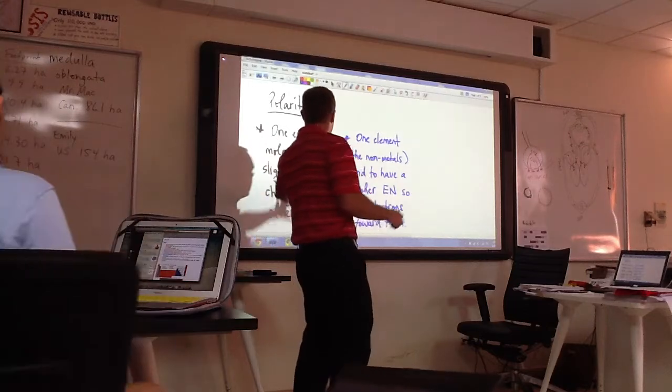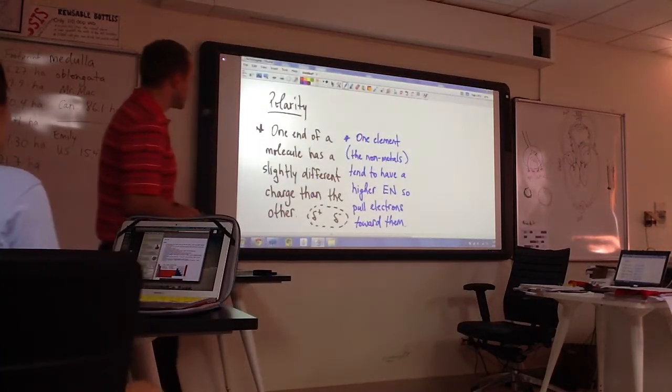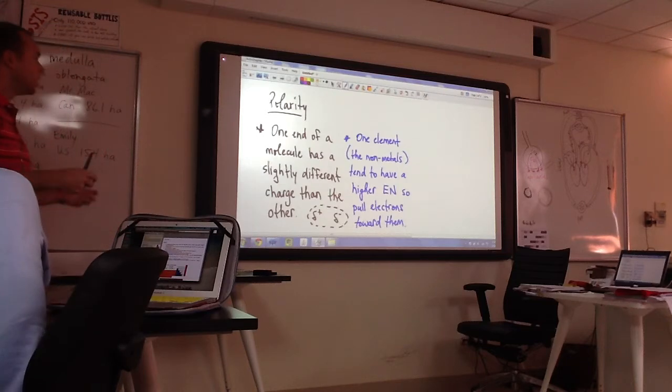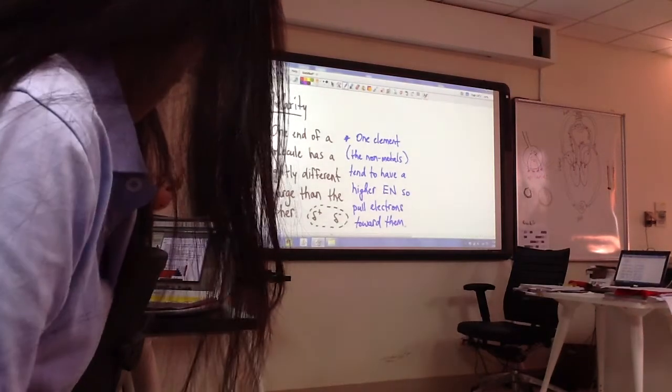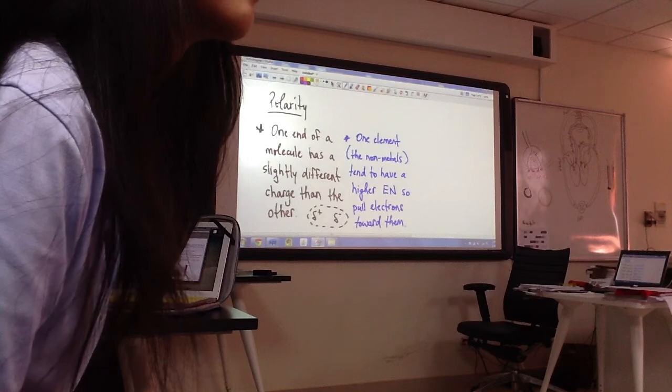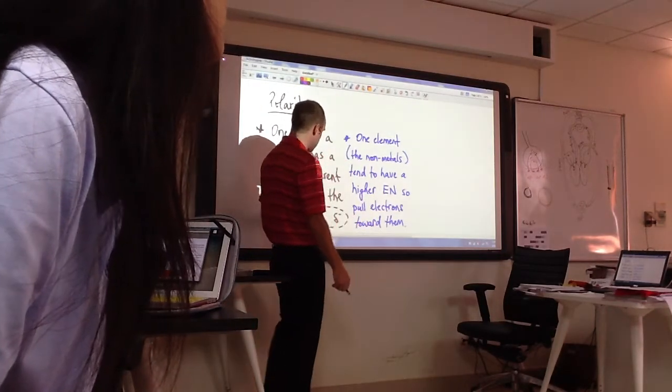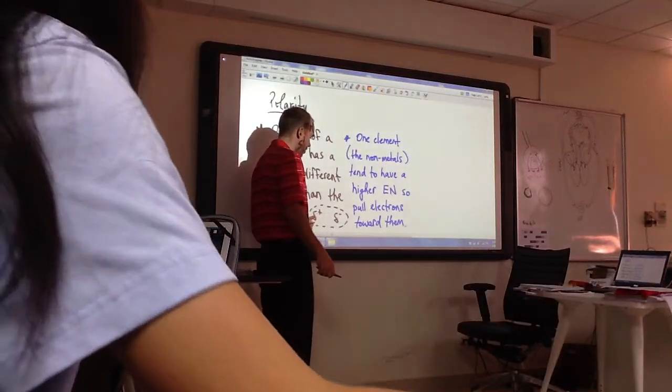So, polarity: one end of the molecule is a slightly different charge than the other. Why does that happen? One element tends to have a higher electronegativity, so it pulls electrons towards itself. If we're looking at this example here, which one is going to be the metal and which one the non-metal, and why?